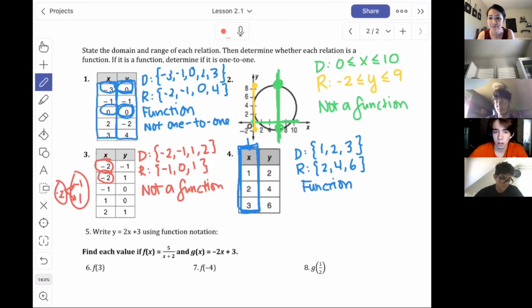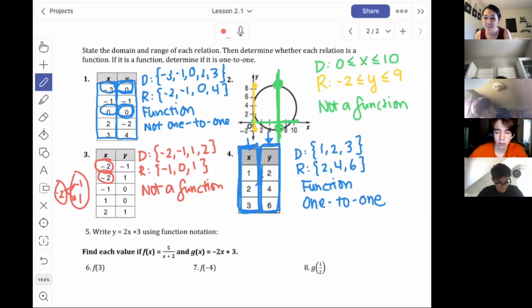It is a one-to-one function. Good, Yanni. Tell everybody why. There's no repeat on the y or range. Good. So there's no repeats on the y column, so this is one-to-one. Ethan, good catch actually. There is a repeat across the columns, but that doesn't matter. It only matters within the column, and that's what you check. Okay? Any questions on determining if it's a function, one-to-one, domain, and range?